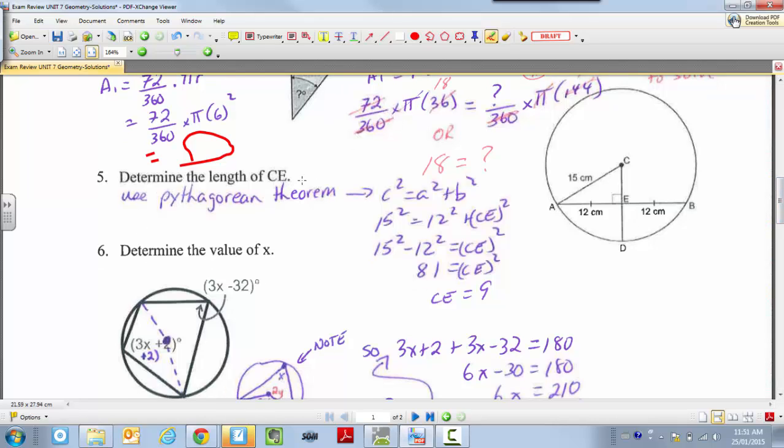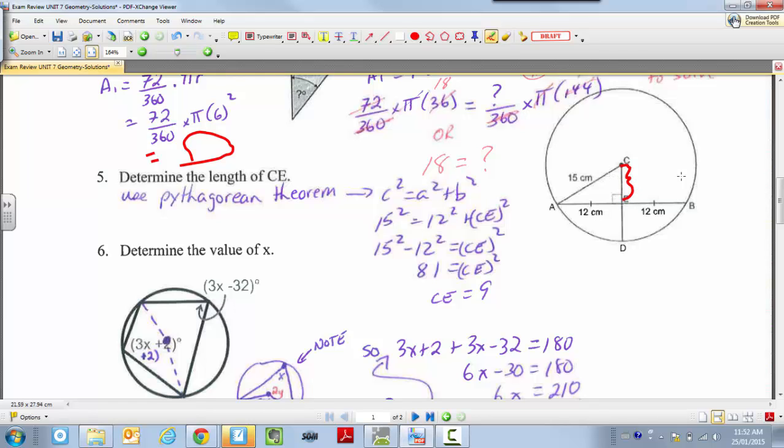So determine the length of CE. So essentially this diagram is giving me all the information I know. Now this question, again, probably not really a circle question. There happens to be a circle here that helps me maybe establish some information. But what I see in the diagram is I have a 15 here, I have a 12 here, and I have a right angle triangle. And I'm looking for this thing, CE.